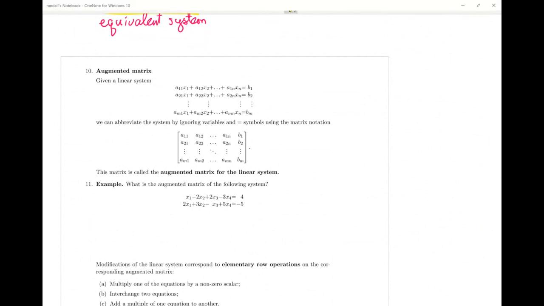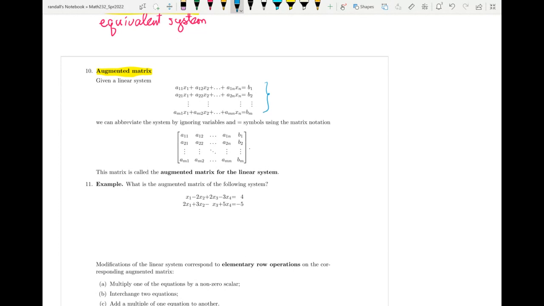Okay, so we're going to introduce the term matrix in this context. We'll talk about matrices a lot in this course, but here we're just using them as a kind of notational convenience for systems of equations. So we have a system of equations right here, so m equations and n unknowns.